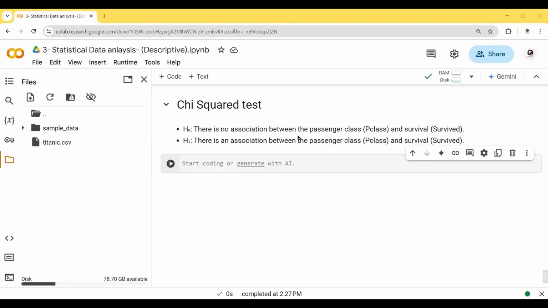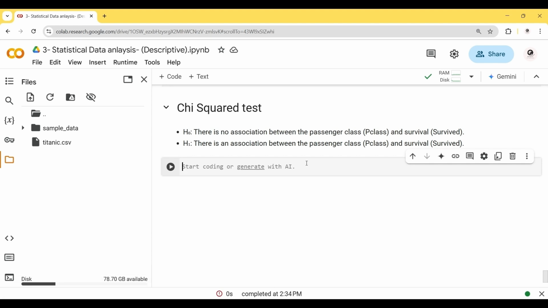Now let us talk about the practical of chi-square test. So chi-square test helps us to find the relationship between two categorical variables. So here my null hypothesis will be there is no association between passenger class and the survival, and the alternate hypothesis will be there is a relationship between passenger class and survival column. So first of all, I am going to import one library which is stats. So from SciPy import stats module.